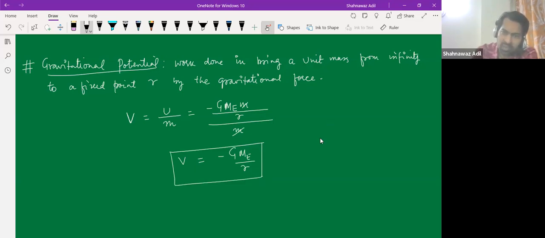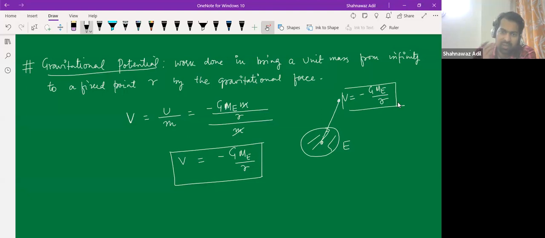So if we have, let's say, this earth, and we are calculating the potential at this point, this would be due to the single mass of the earth. And that would be simply minus of G Me by whatever this distance r. So that is the gravitational potential. Is that clear, guys?